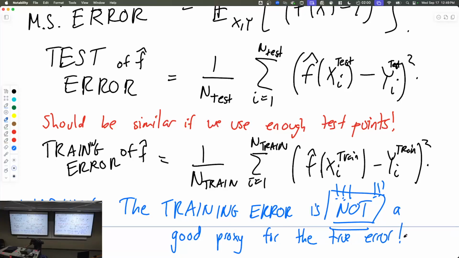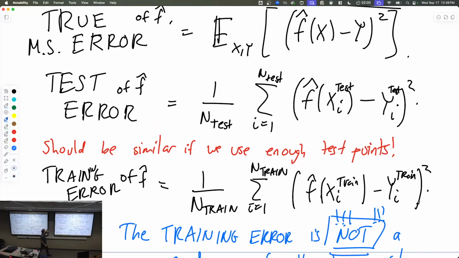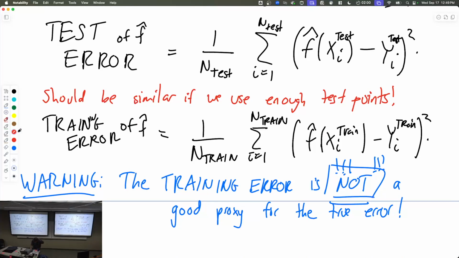So you should not, even though we would like the true error, we can't ever get to the true error, so we use the test error instead. And the formula for the test error and the formula for the training error look very similar. But the training error, nevertheless, is not a good proxy, and the test error should be a good proxy. The training error is not.